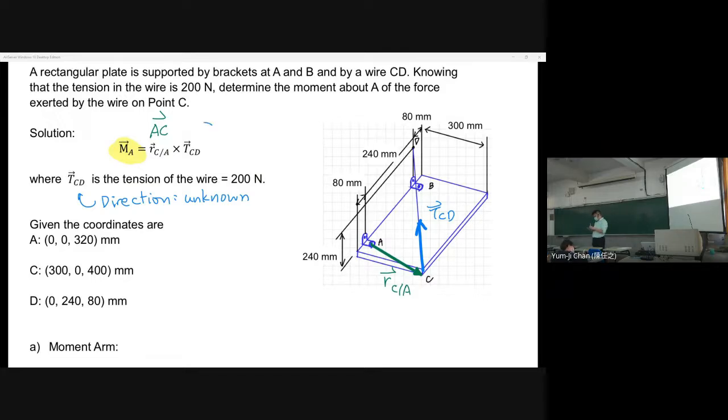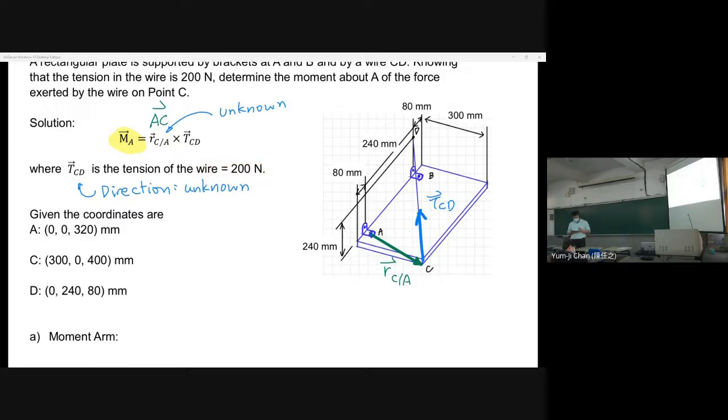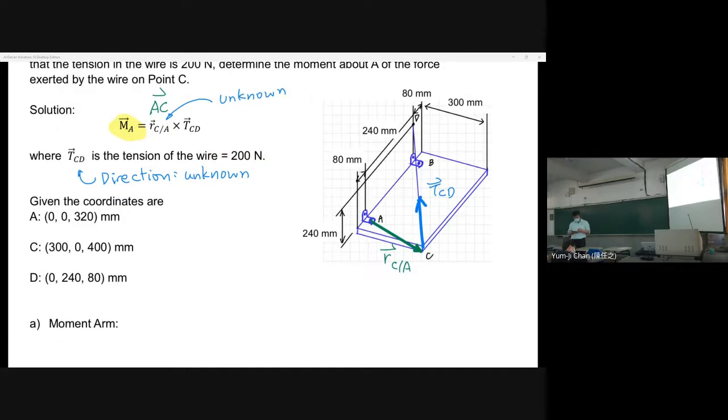And do we know RCA? Also, it is unknown. What we only know is 200 Newton here. We only know the magnitude of TCD, and we don't know the direction of TCD. We don't know RCA either. So we only know the tension. So now we do this one by one, beginning with RCA.